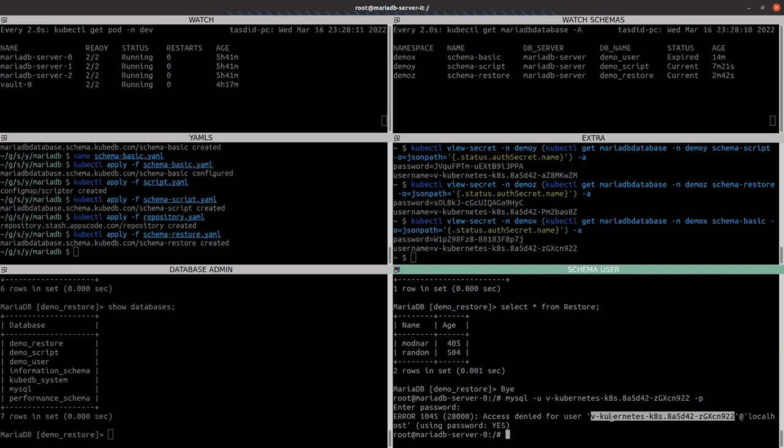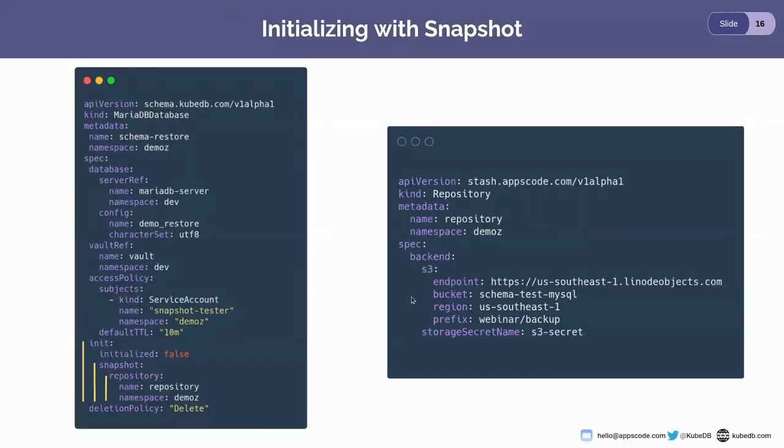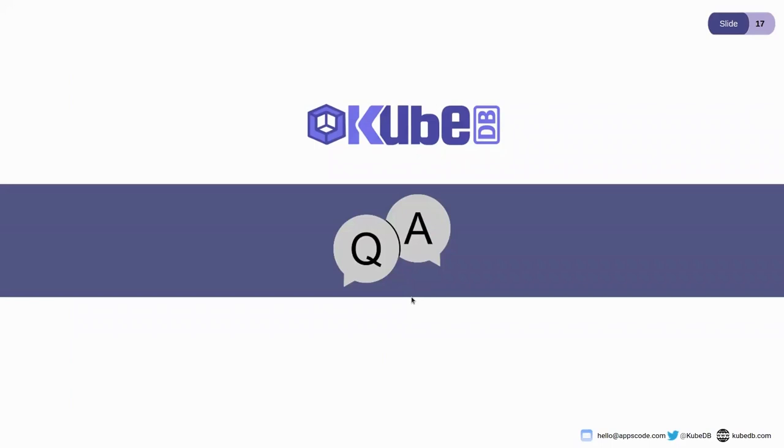And also, if you are logged in and you had a running session, and in between that running session that database gets expired, your session would also be cut off. The schema manager does things in this way. So that was it from me. I hope you have understood how our feature works and how the schema manager works. Thanks for being with us through this whole demonstration. Thank you.